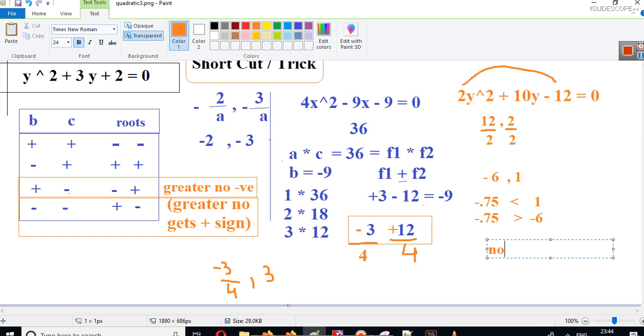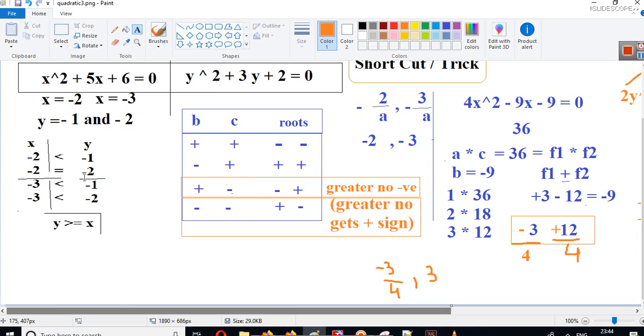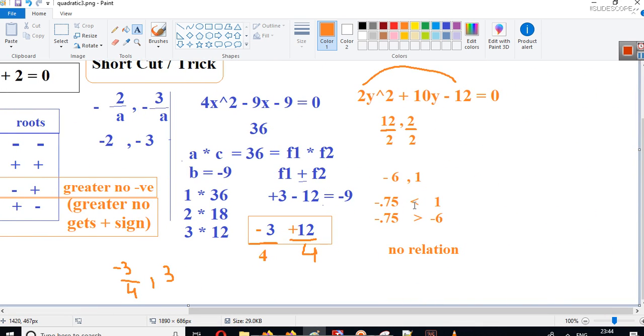No relation in this case, because in the previous example that we did, you can see all these inequality signs were either greater than or they were equal. So they were less than or equal, hence y is greater than or equal to x can be a relation. So you have to watch your options carefully. In this case you can see minus 0.75 is less than 1, obviously.